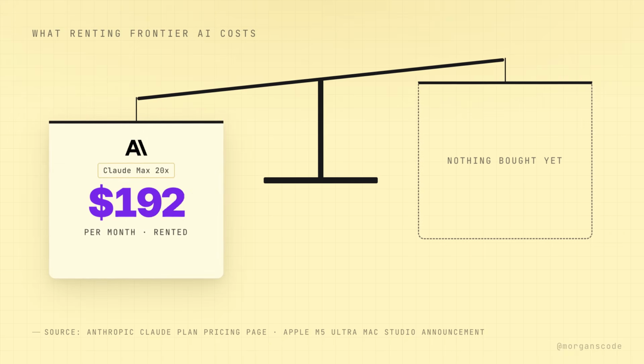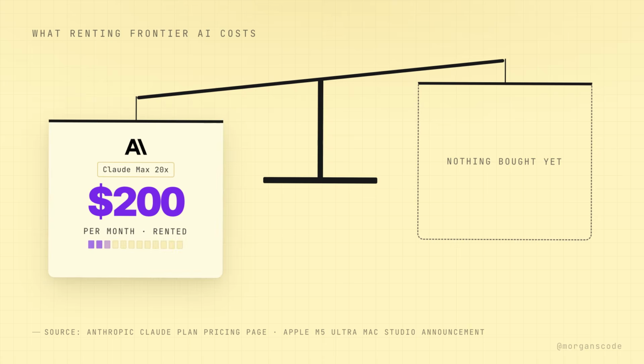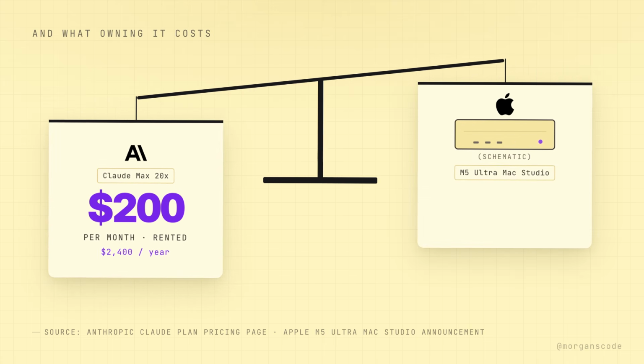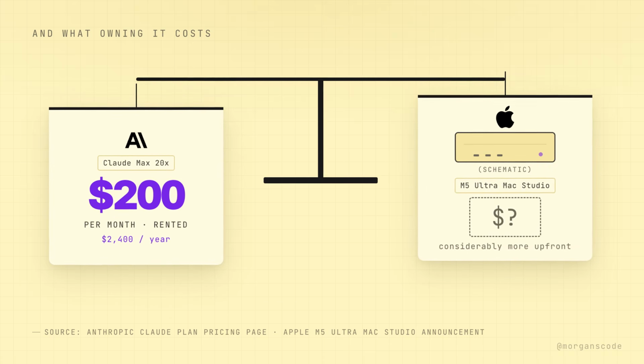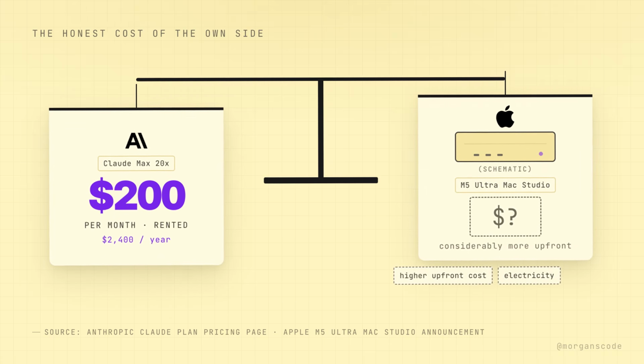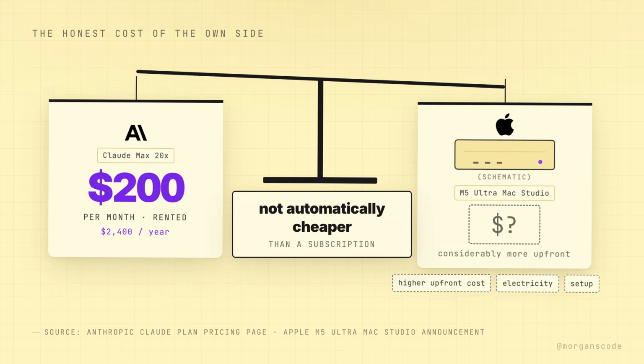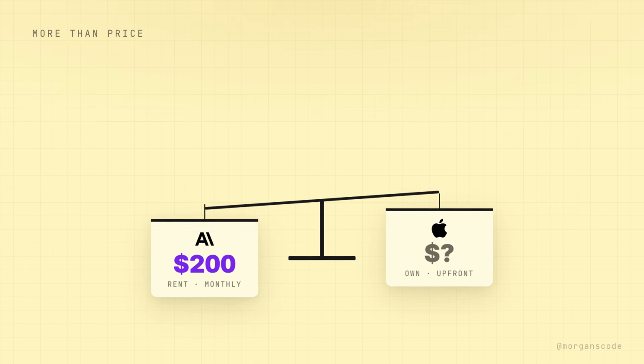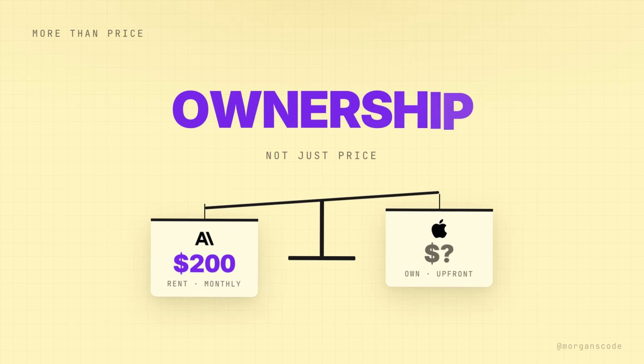Claude Max 20X costs $200 per month, that is $2,400 every year. A high-memory Mac Studio or GPU workstation costs considerably more upfront. It uses electricity, requires setup, and will not automatically be cheaper than a subscription. But this comparison is about more than price. It is about ownership.